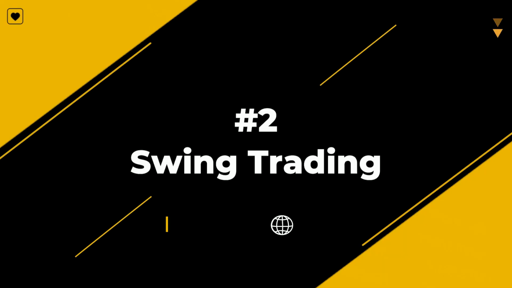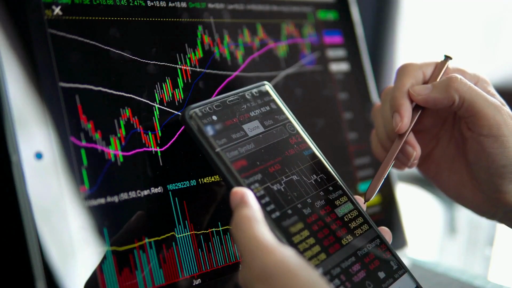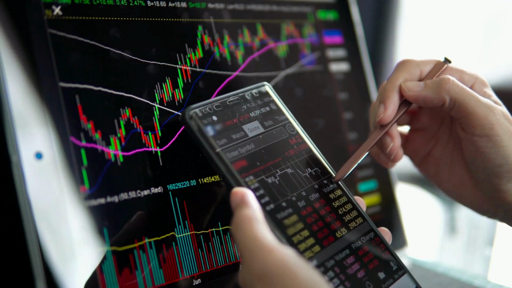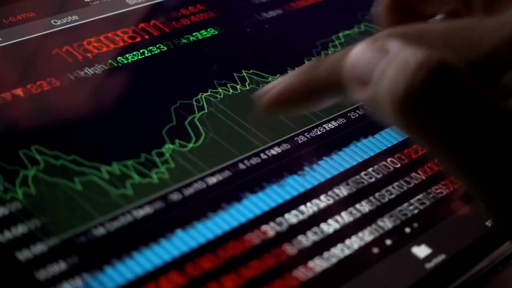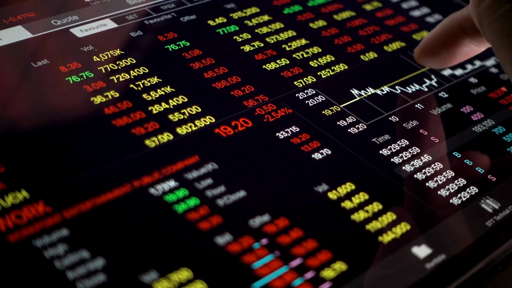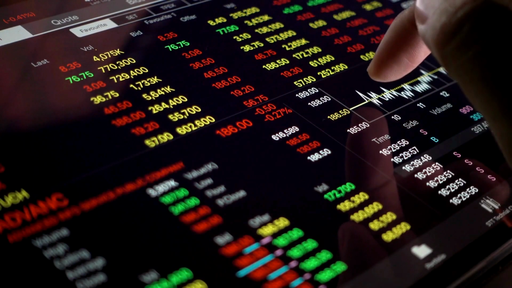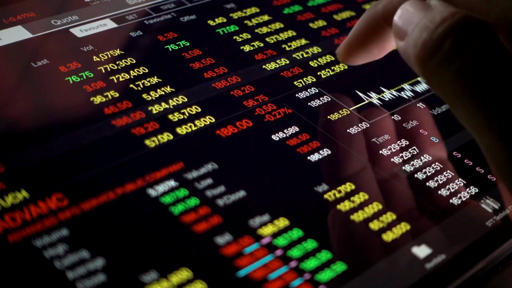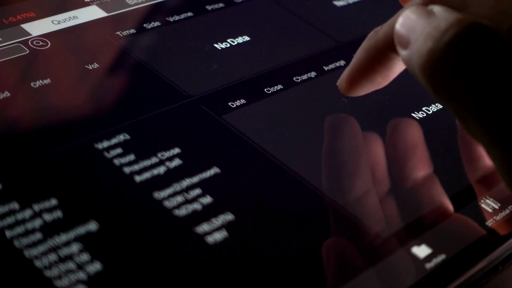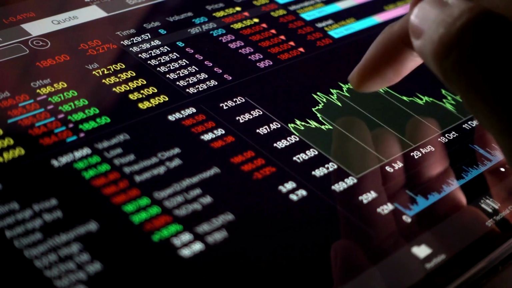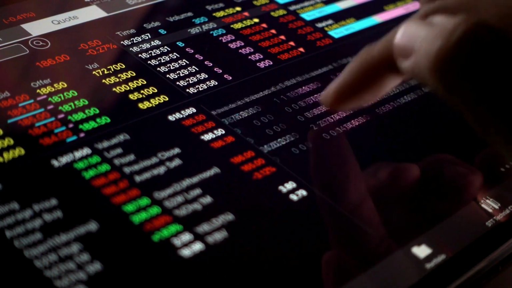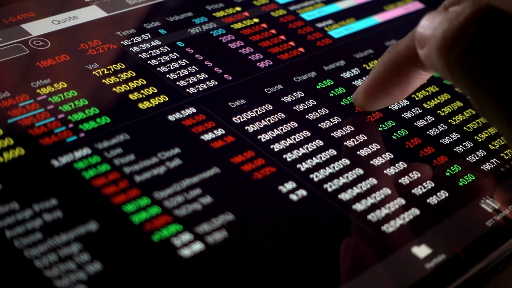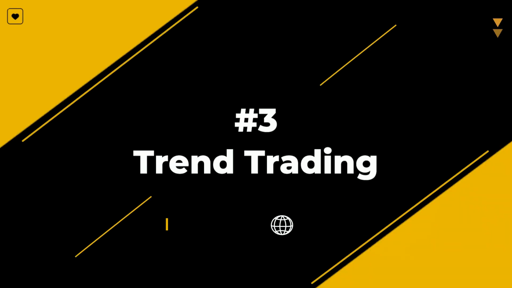Number 2. Swing trading. Swing trading focuses on capturing price swings in the market over a few days to weeks. Swing traders use technical analysis to identify trends and support or resistance levels, aiming to buy at the bottom of a price swing and sell near the top. This strategy allows for more flexibility compared to day trading and is suitable for those who can't commit to constant monitoring of the market.